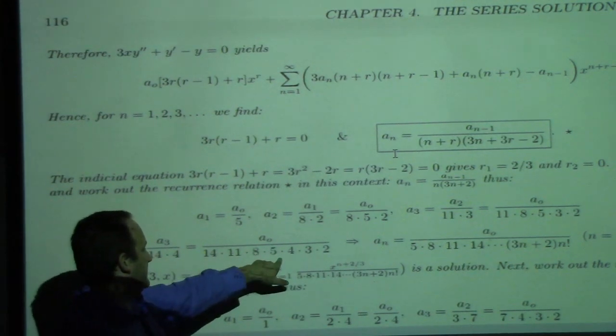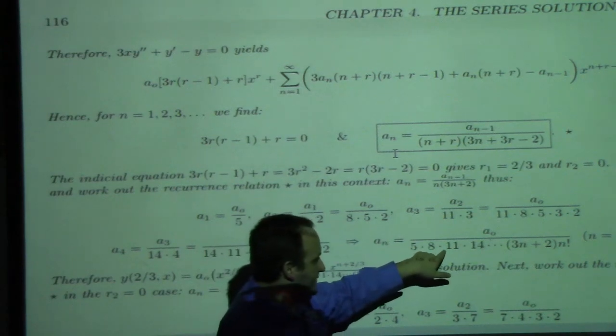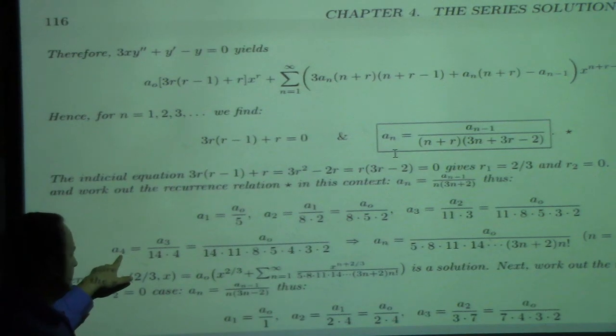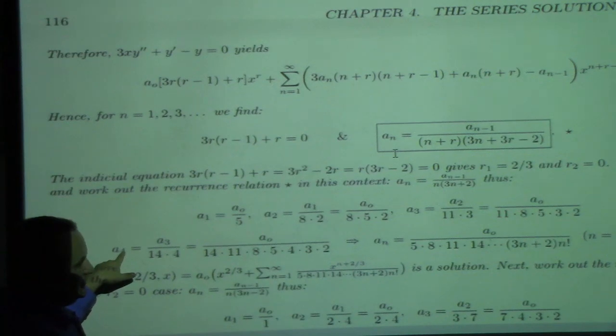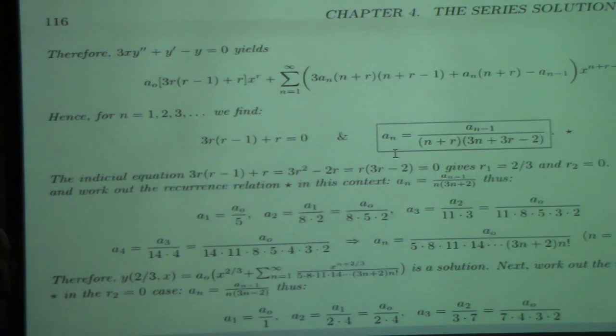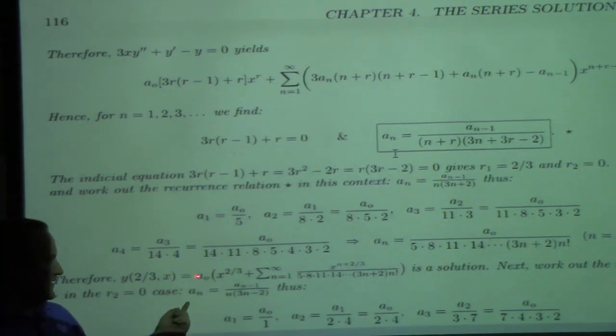So this pattern continues, and you're always getting this string of numbers 5 times 8 times 11 times 14. It goes all the way up until the top number, 14, which is what? This 14, as it relates to 4, is the same as this 11 relates to the 3. And if you look at that, that's actually just going to give you 3n plus 2. You can check it out. 3 times 3 is 9 plus 2 is 11. 3 times 4 is 12 plus 2 is 14. Anyway, the Frobenius solution for exponent 2/3 is this guy.